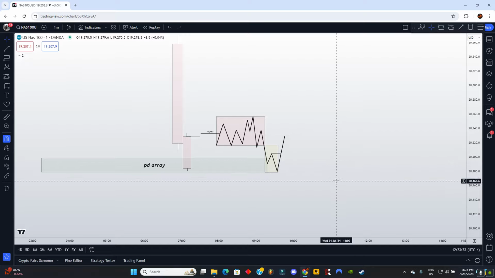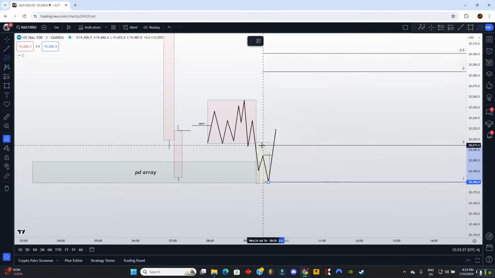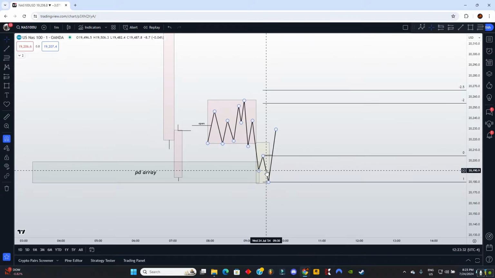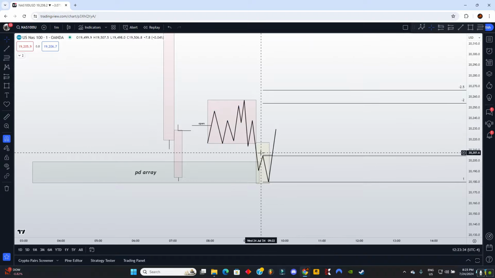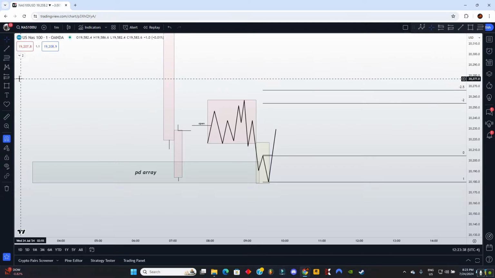All you have to do is use your fib from the last low that was formed to the last high that was formed before the market structure shift, right? So this low and this high. And you can see we get a projection of -2 and -2.5.